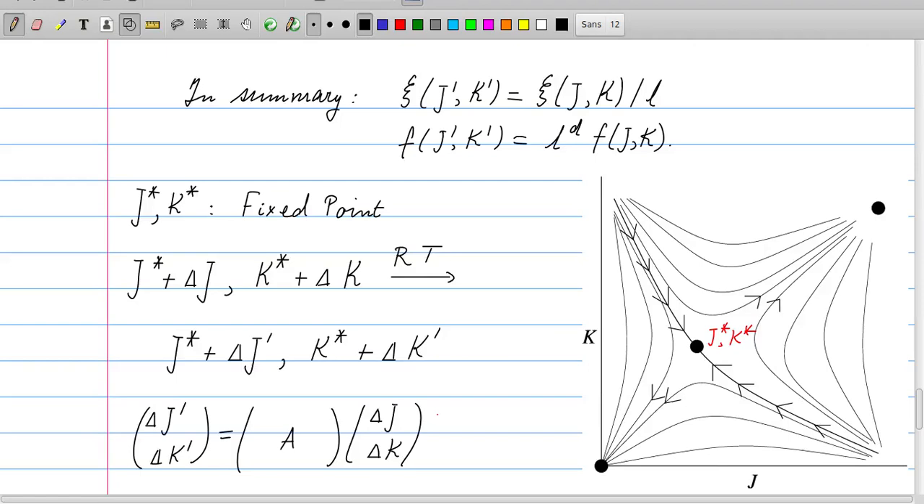Now, to a first order Taylor expansion, we can expect that the relation between delta J primed and delta K primed is linear, which is expressed by this formula, where we have the vector delta J primed, delta K primed, which is linearly related to delta J and delta K. A is just a 2 by 2 matrix, which relates the deviations after the renormalization transformation to the deviations from the fixed point before.